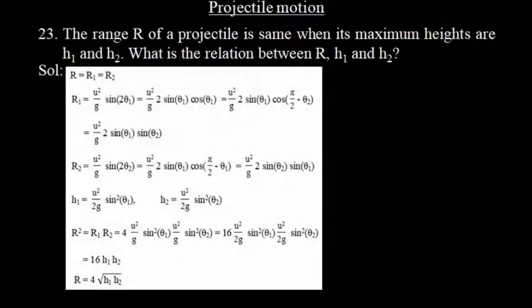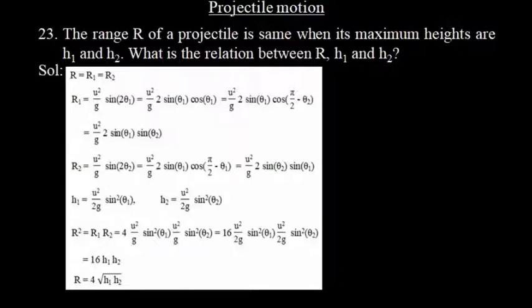H1 is written as U square by 2G sin square theta 1 and H2 is written as U square by 2G sin square theta 2. Then we take R square, that is R1 into R2. Seeing those two, we can get a multiplication factor 4, U square by G sin square theta 1 into U square by G sin square theta 2.